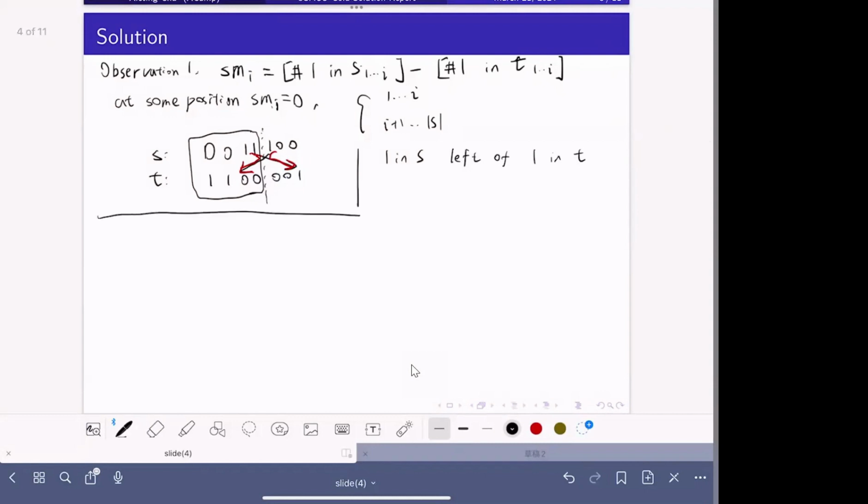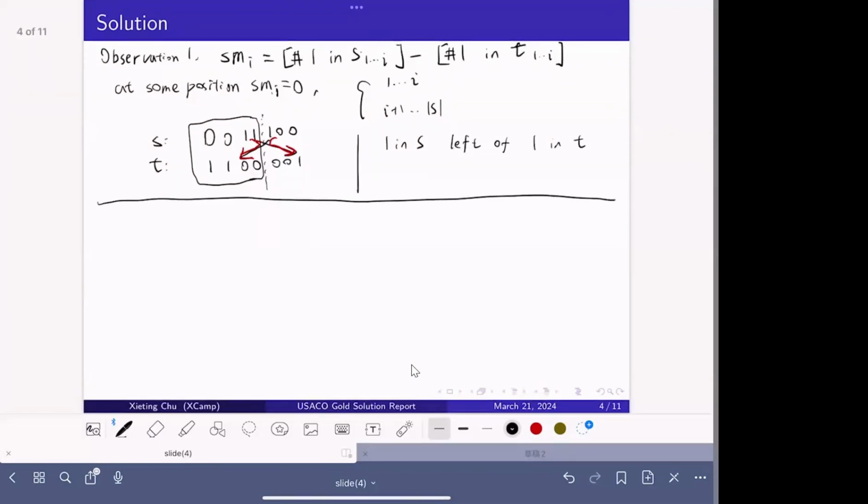Okay, now after this observation, we turn this problem into an easier one, where in each subproblem all the ones in S are to the left of the ones in T. And then comes a very magic part: we can turn positions 1 to n into a k times n over k grid.